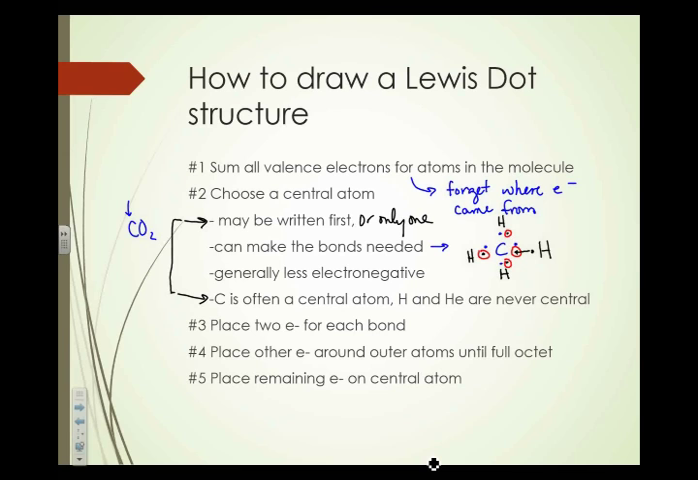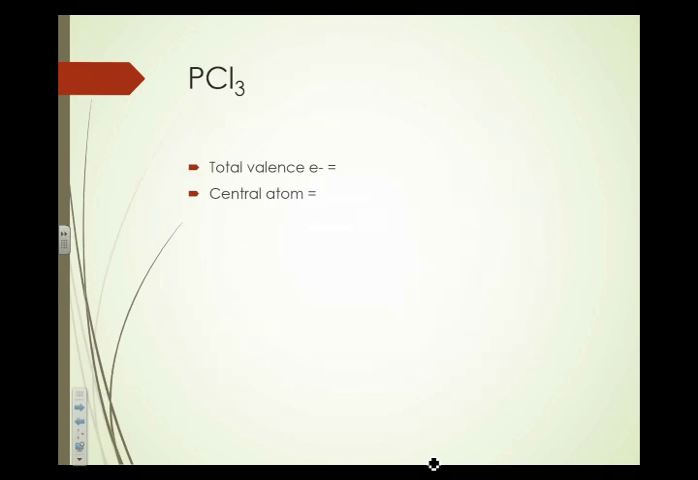In step 3, you'll place 2 electrons for each bond, and just as I did up here, an electron equals a dot in a Lewis dot structure. And you'll put the other electrons around the outer atoms until each has a full octet. Remember, that means everybody has access to 8 electrons. The remaining electrons, if there are any, go on the central atom. All right, so let's talk about how to do this.